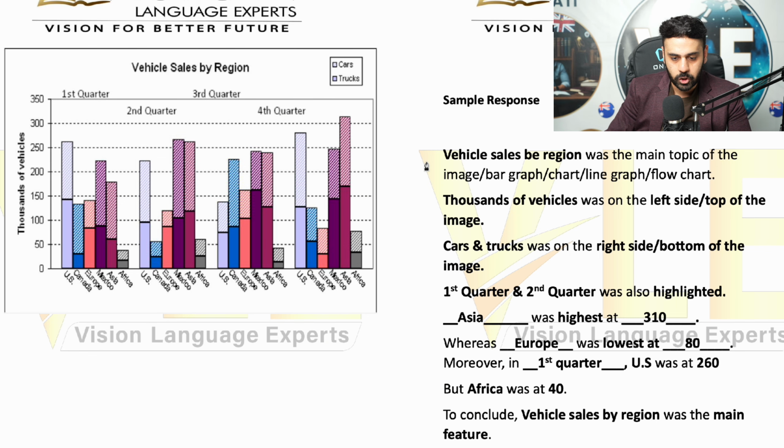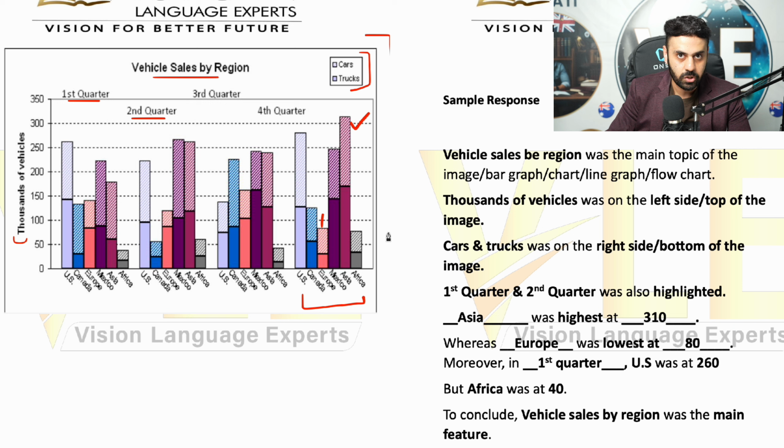Now let me quickly show you an example. Let's say this is a bar graph. What's the main topic? Vehicle sales by region. What's on the left side? Thousands of vehicles. What's on the right side? Cars and trucks. Then we can also say first quarter and second quarter was also highlighted. Then we're going to pick only one particular segment where we will use highest and lowest. That's what you need to do.